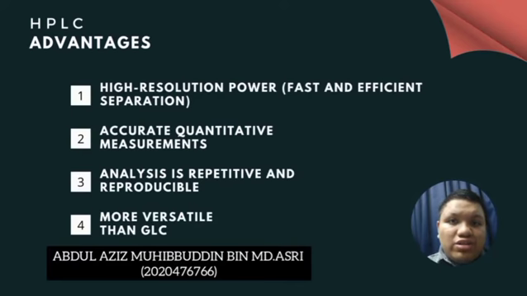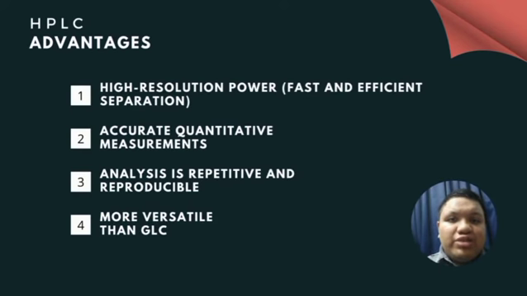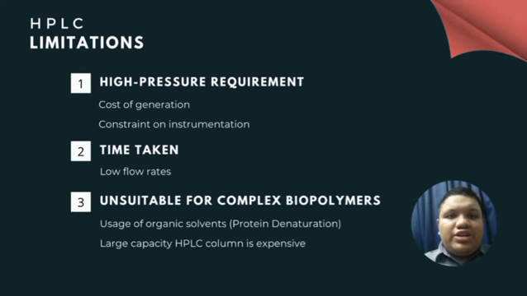Some of the advantages of HPLC are that it has high resolution power, which allows it to be used for the separation and analysis of complex mixtures. Additionally, analysis by HPLC is accurate and highly reproducible. Thus, the analysis can be repeated easily to produce the same result. The broader choice of mobile and stationary phases, and not being constrained to volatile solutes, make HPLC more versatile compared to GSC in some respects. Now for HPLC limitations.